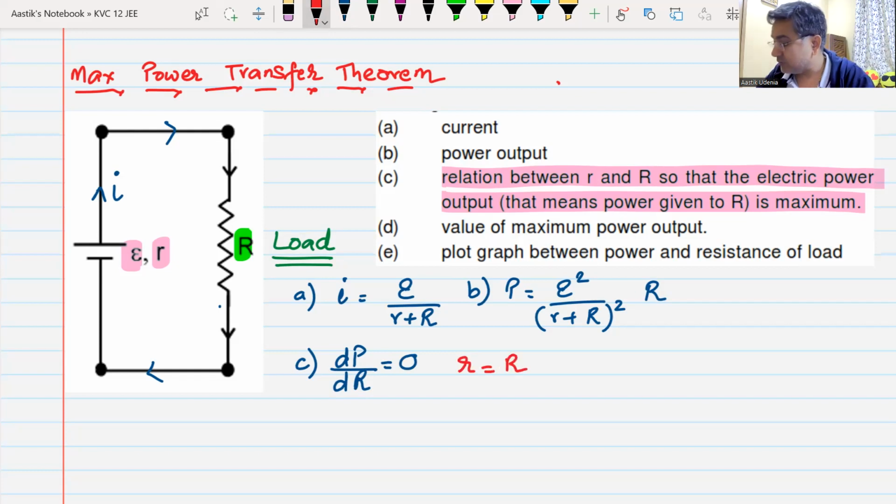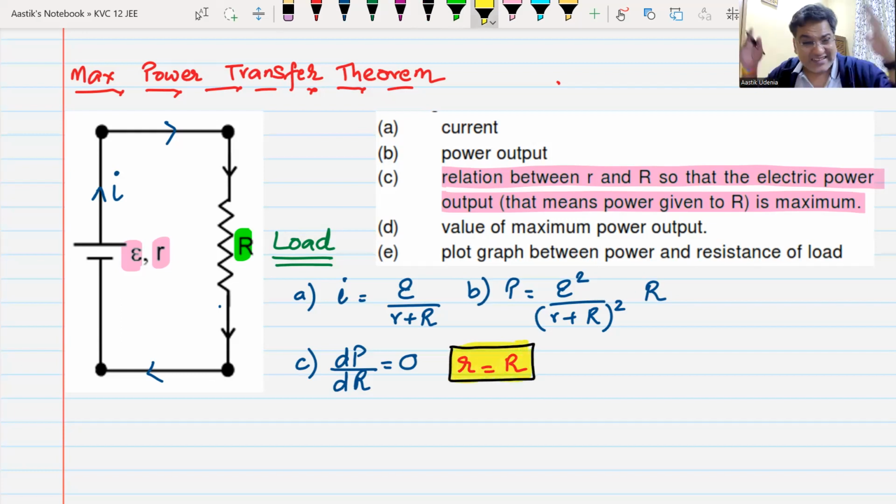And the result is small r has to be equal to capital R. In that case, we get the maximum power dissipated to the load, and this is known as the maximum power transfer theorem. The first point of maximum power transfer theorem is if you want maximum power to be delivered to the load, the external resistance R should be equal to the internal resistance of the battery.